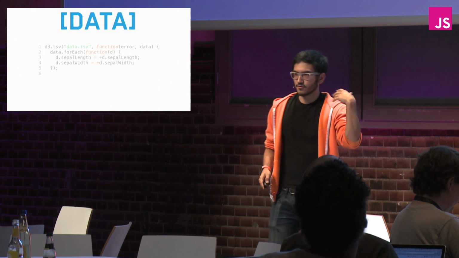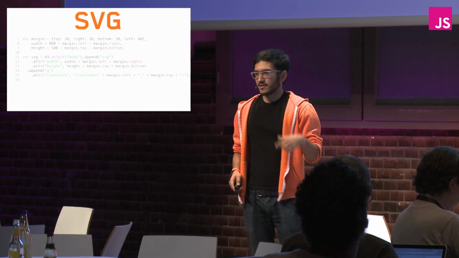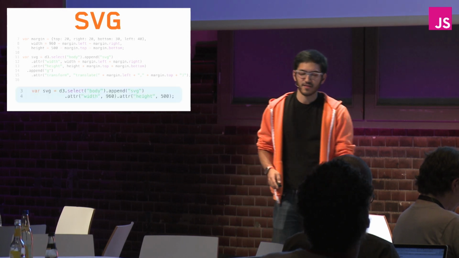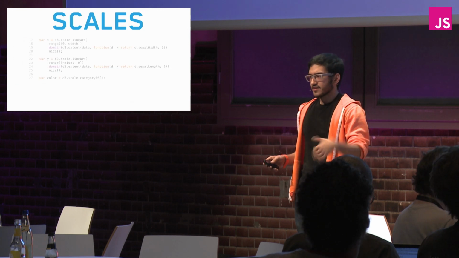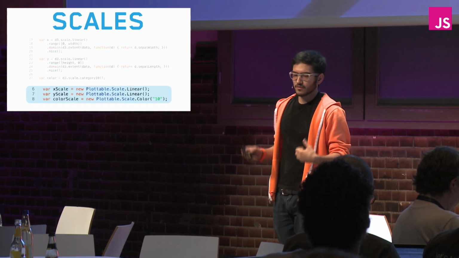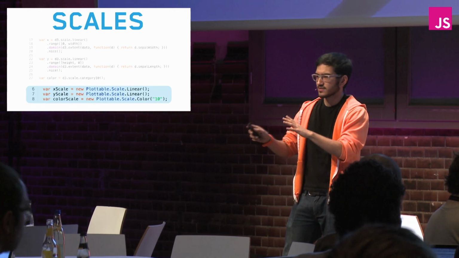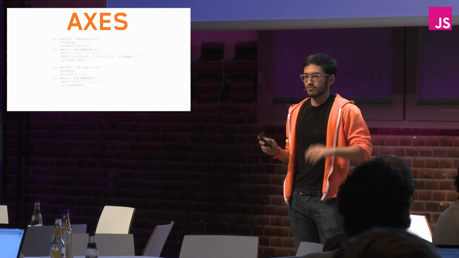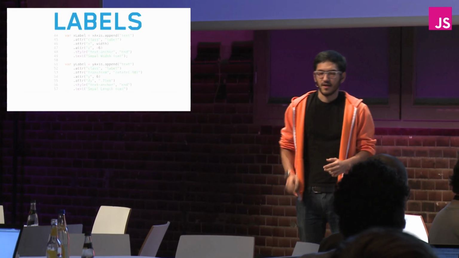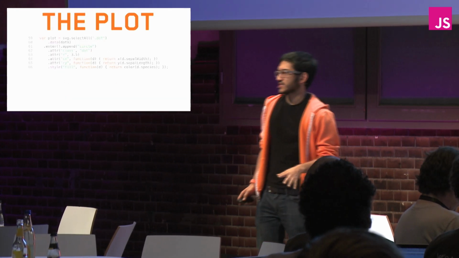So D3, we had to do some data munging. Plottable is just going to handle that for you. D3, we had to do a lot of SVG setup, some pixel math. Plottable is just going to handle it for you. D3, we made the scales. We needed to configure them. Plottable, just make the scales. They'll auto-configure. But you have all the same API points if you want something special. D3, we have to do a lot of work for the axes. Plottable, we just get the axes. And D3, the labels were weird. Plottable, it's simple. But when we come to the plot, this is the interesting part, right?